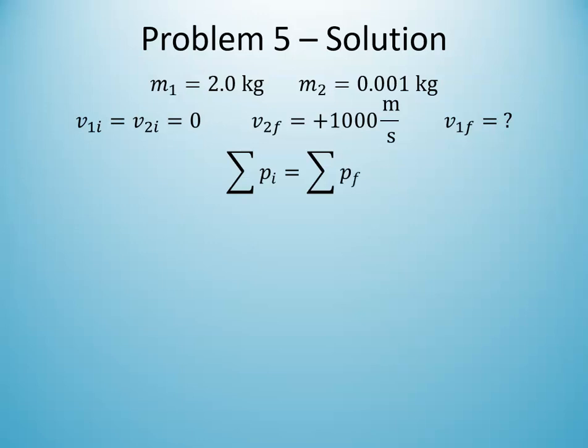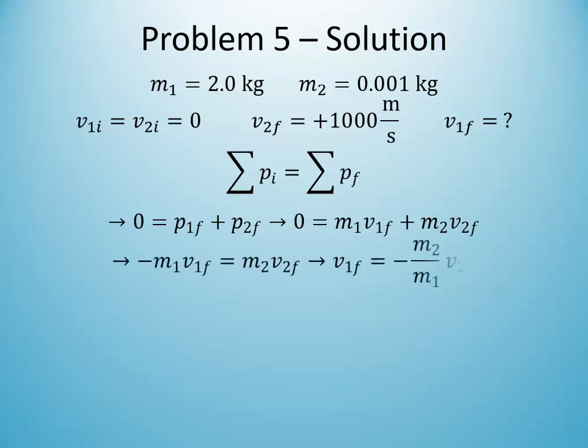Surprise, surprise. So initially, everything is 0 because nothing's moving. So the question is, well, turn that 0 into P1 final plus P2 final, and each one of those P's is an MV with appropriate subscripts. Notice that I included 2 steps on the same line. That is okay, especially if you're trying to save space in a PowerPoint slide. So moving things around, we are trying to find our V1 final, so I subtracted M2 V2F from both sides, and actually I subtracted M1 V1F from both sides, and then I got rid of that minus sign by dividing both sides by negative M1 to get V1 final by itself.